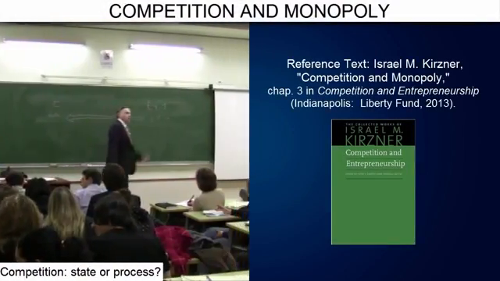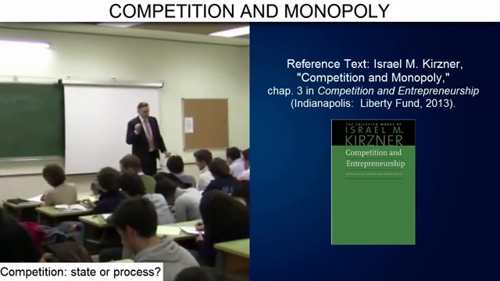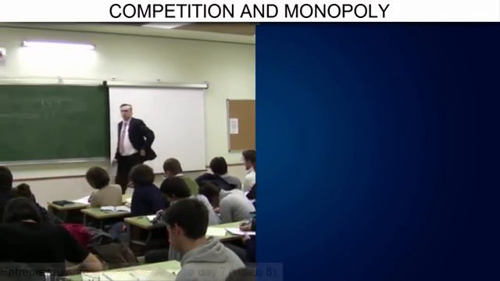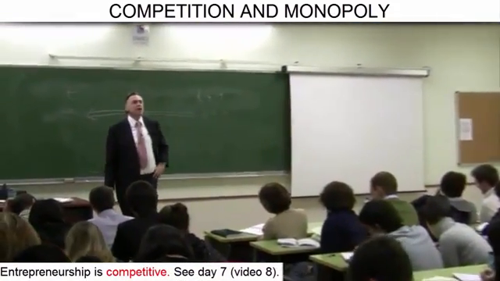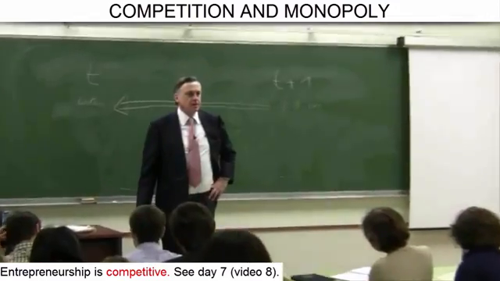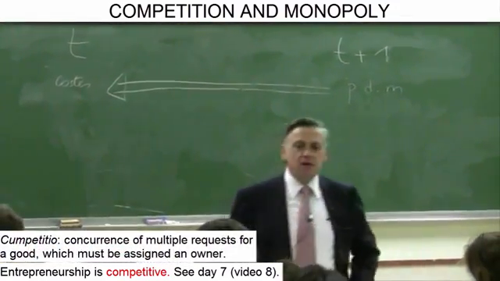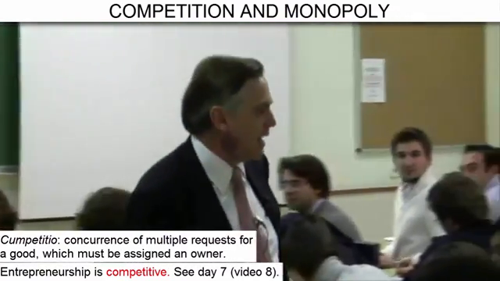We are now going to look at competition and monopoly. Is competition a state, or is it a process? We have already said that entrepreneurship, by its very nature, is always competitive, and that the word competition derives from the Latin competito, which means the concurrence of multiple requests for the same thing, which must be assigned an owner.